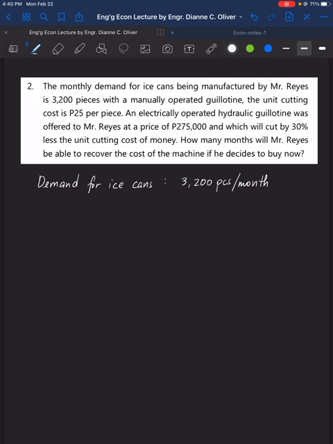And he has been using manually operated guillotine with unit cutting cost of 25 pesos per piece. And then something new happened. Here comes the electrically operated hydraulic guillotine, which has a price of 275,000 pesos, which will cut by 30% less of the unit cutting cost. Meaning, if the manually operated guillotine has a unit cutting cost of 25 per piece, then the electrically operated hydraulic guillotine will reduce that cost by 30%.